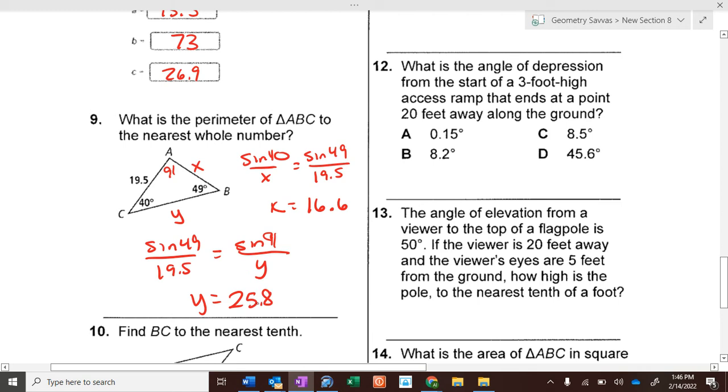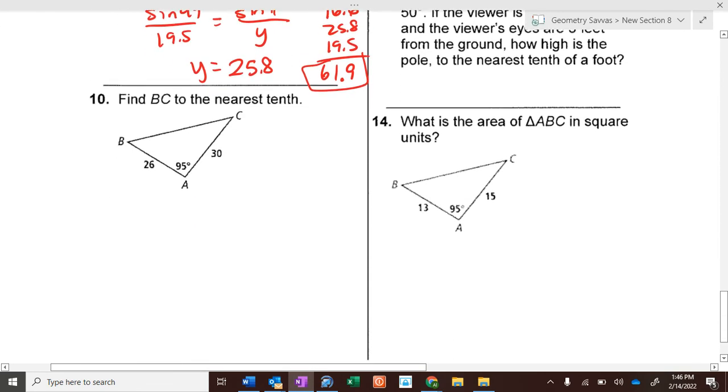So if we add 25.8 plus 16.6 and 19.5, that's a 9, carry the 1, 10, 18, carry the 1, 58.9? Is that what you got when you added all three of them up? I got 61.9. Oh, yep. I didn't carry right. 61.9.